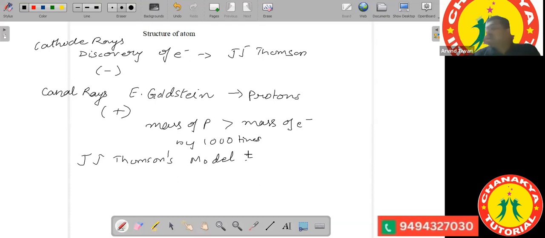Okay. That's good. Keep going. So, understood J.J. Thomson's plum pudding model?